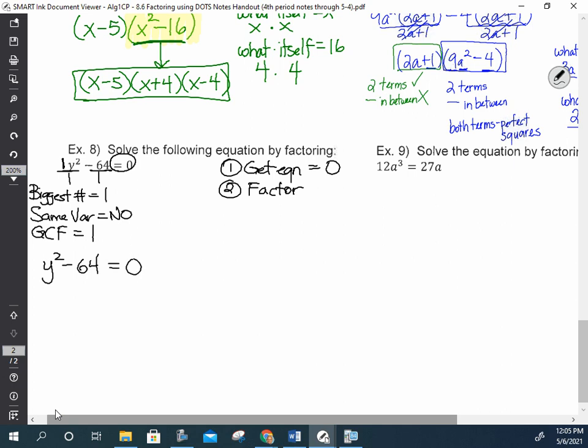So, we have two terms. You have a minus sign in the middle. So you have two terms, and you have a minus sign in the middle. So we can see a difference of two squares will work. So for y squared, is there anything times itself that will give you y squared? Y times y. Anything times itself means it has to be the exact same thing multiplied.